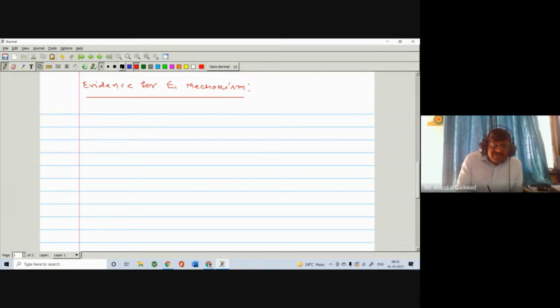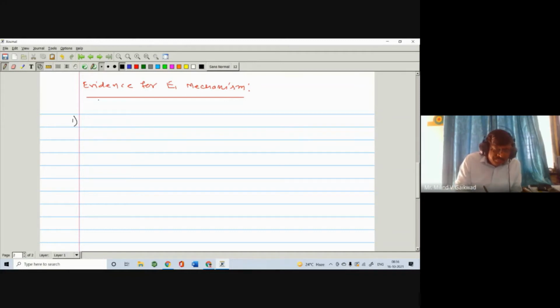If you take the substrate like this one, we have to carry out the reaction by the E2 mechanism and take its kinetics, that is the rate of reaction, as kH. Then we replace all the hydrogen by deuterium, again take its kinetics and label it as kD, and check whether kH is equal to kD or not.